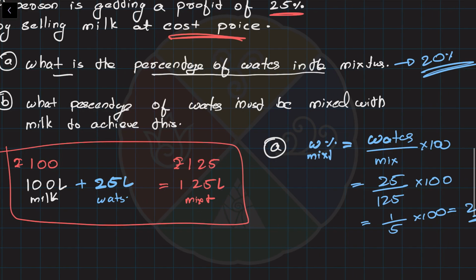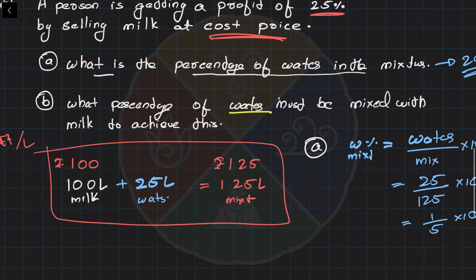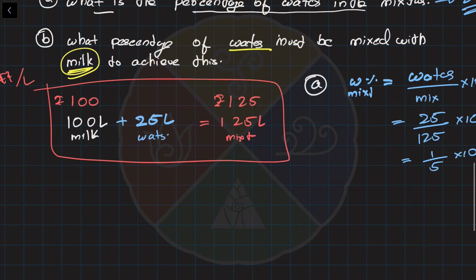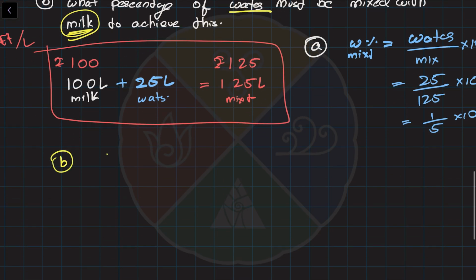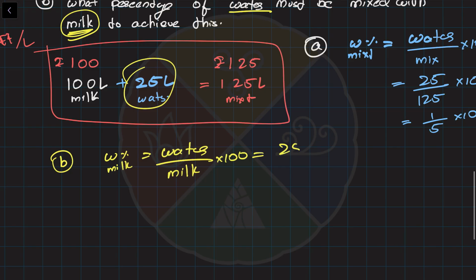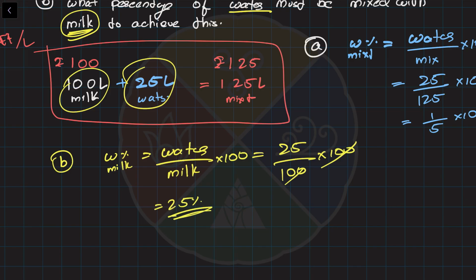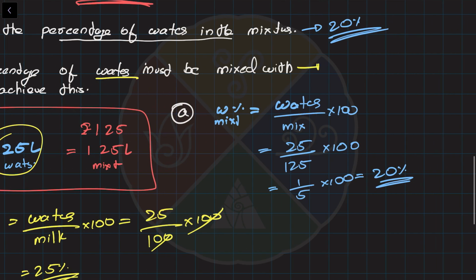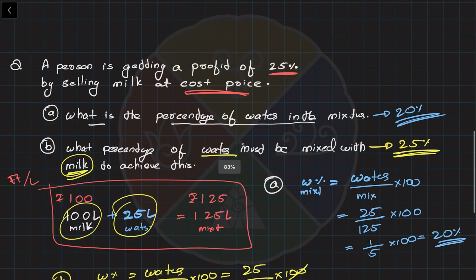Now part B. It asks what percentage of water must be mixed with milk. Here the base is milk. So water with respect to milk is water divided by milk into 100. We have 25 liters of water for 100 liters of milk, and that's simply 25%. It's more direct: for every 100 liters of milk, you have to add 25 liters of water. So the answer for the second part is 25%.